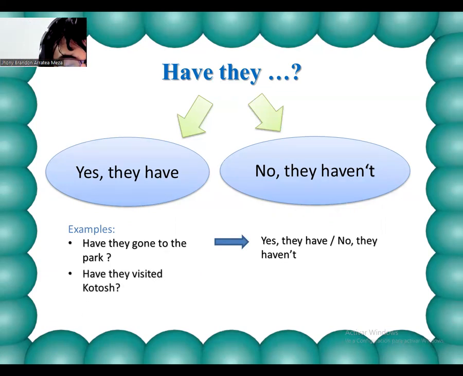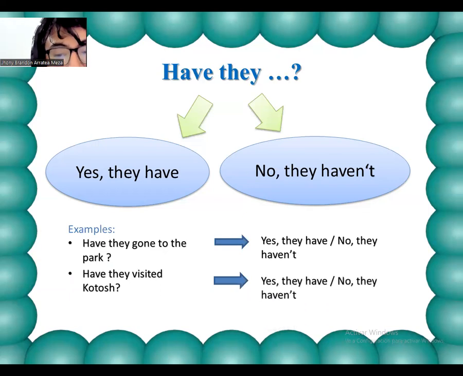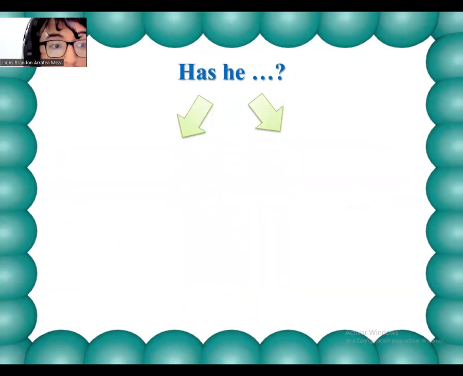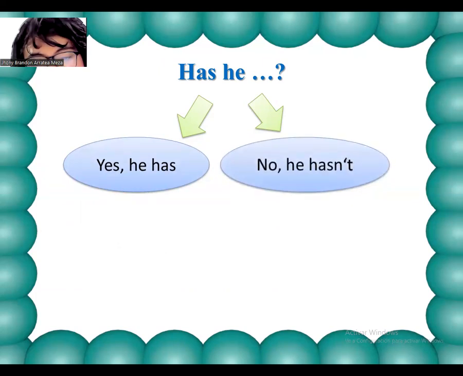And here we have another example. Have they visited Kotosh? ¿Han visitado ellos Kotosh? Let's see the answers. Yes, they have. No, they haven't. And what about here? Well, when we use the subject pronouns he, she, and it, we use, in this case, the verb has. Let's see the answers. Yes, he has. No, he hasn't.